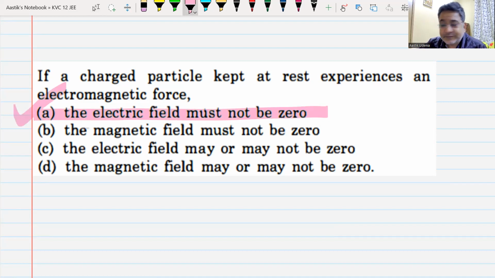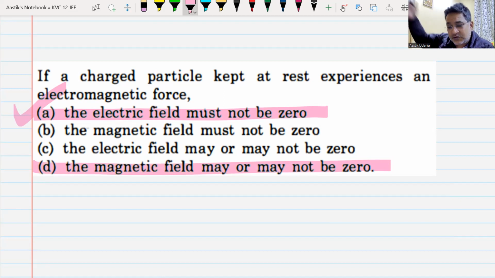Option D, sir. Remember, in a multiple choice question, if you are not confident about the other options, never mark them. Option D may or may not be zero. If it is zero also, it will not do anything, because the particle is at rest. Do we understand this? Yes or no?